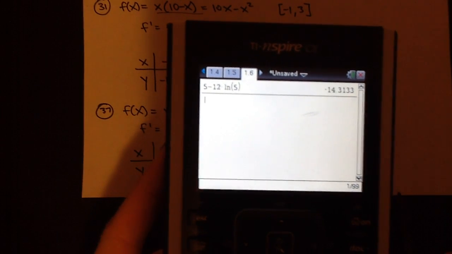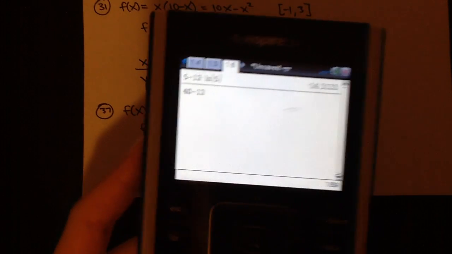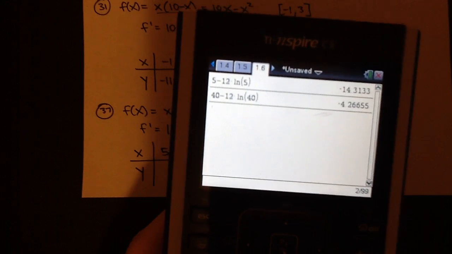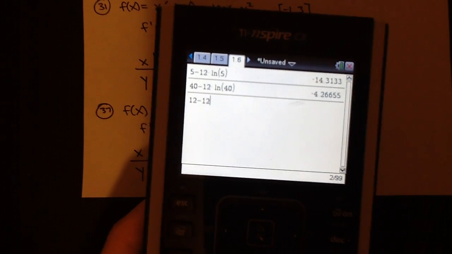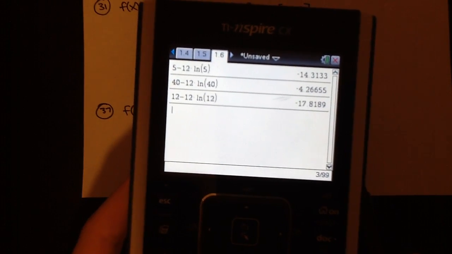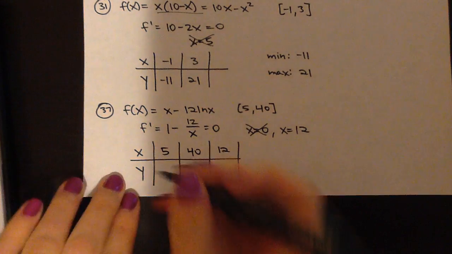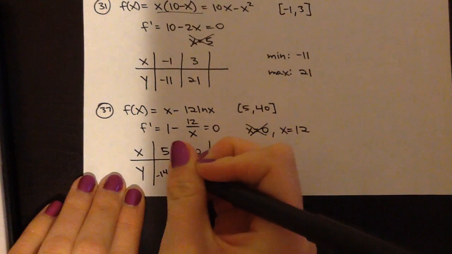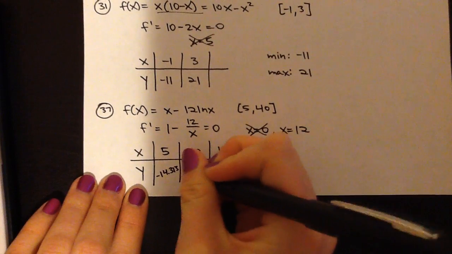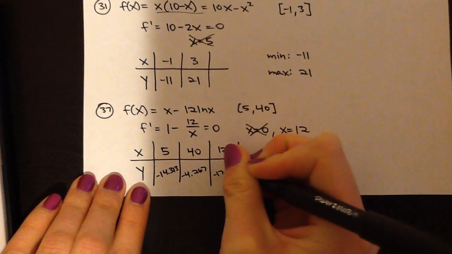Okay, so there's my first value. Then same thing with 40. 40 minus 12 times the natural log of 40. And then one more time with the critical point, 12. 12 minus 12 times the natural log of 12. Those are my values. So I can plug these into my table and just write them all down. So here, and always 3 decimal places, 14.313, negative 4.267, and negative 17.819.